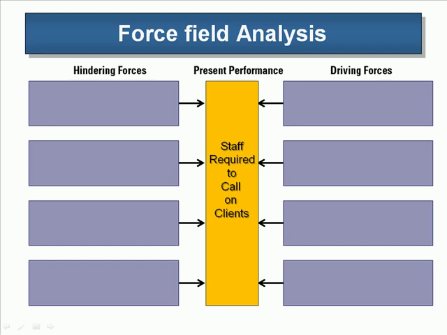Now, to do a force field analysis, it's very simple. You can use a boardroom or a meeting room or some large area, find a whiteboard or some butcher's paper, and on the page you write three headings: hindering forces, present performance, driving forces. And in the center you write down what the present performance is.